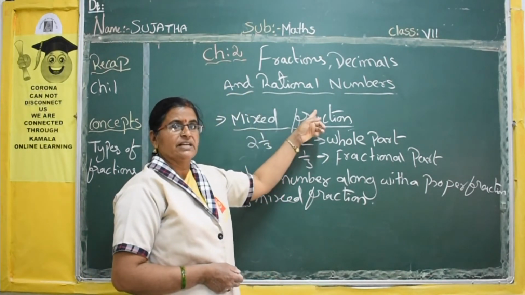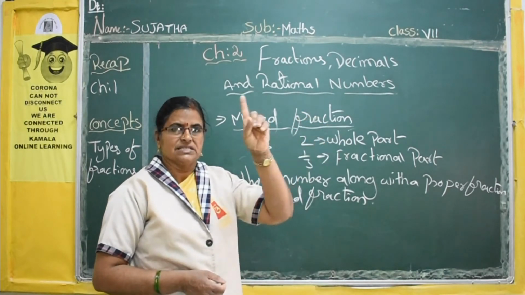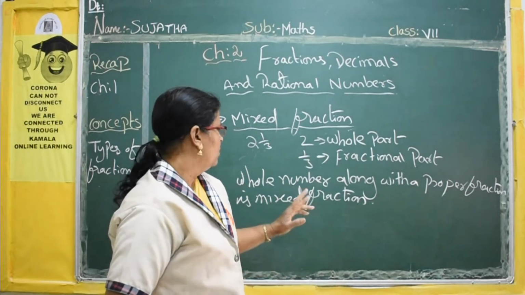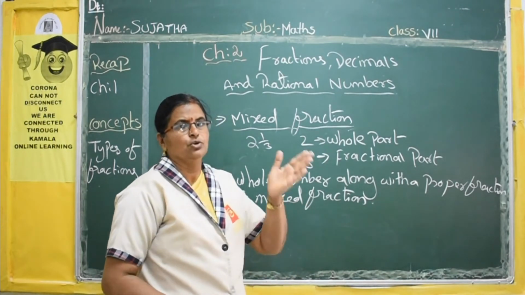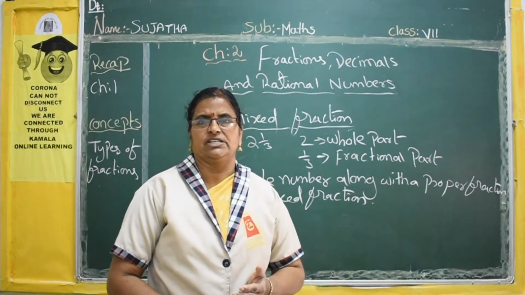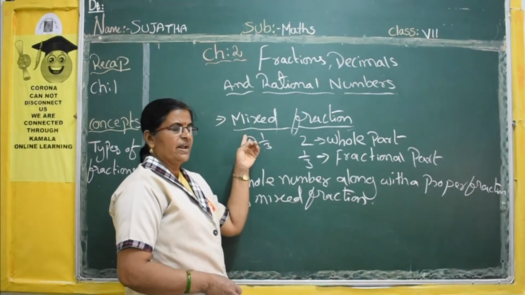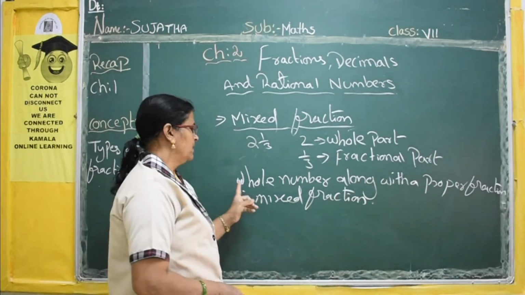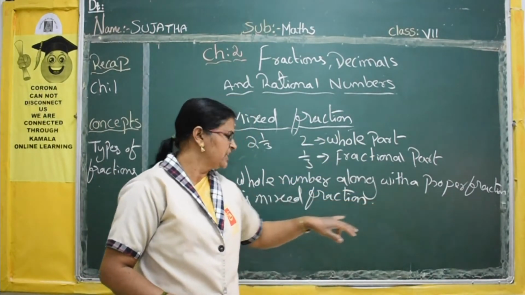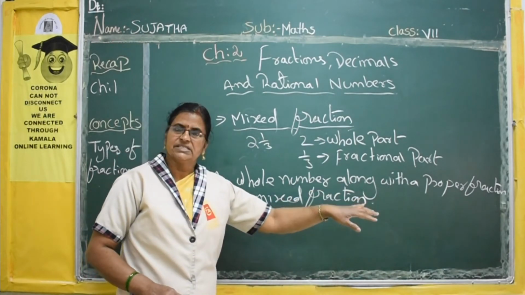So what is proper fraction? If the numerator is lesser than the denominator, it is called proper fraction. What is improper fraction? If the numerator is greater than the denominator, it is called improper fraction. What is mixed fraction? A whole number along with the proper fraction is called mixed fraction.